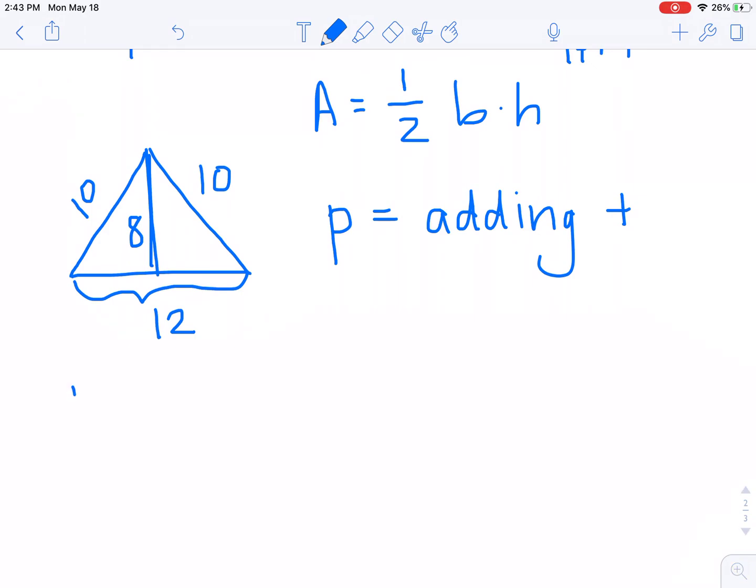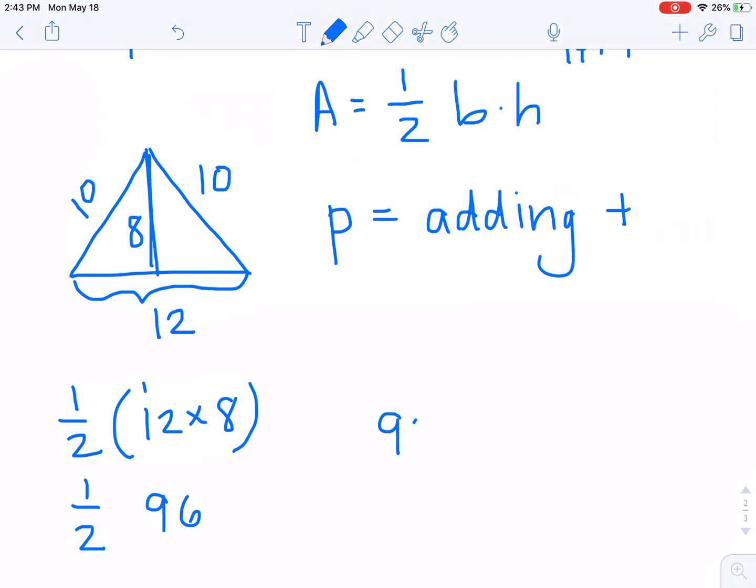I like to just do the whole thing. I like to do 1/2, and I'm going to do 12 times 8. 1/2 of 8, 16, 8, 96. 1/2 of 96, 96 divided by 2, 2, 4, 6, 8. 1, bring down my 6, 2, 4, 6, 8, 10, 12, 14, 16. And I get 48. We're going to pretend those are centimeters squared.